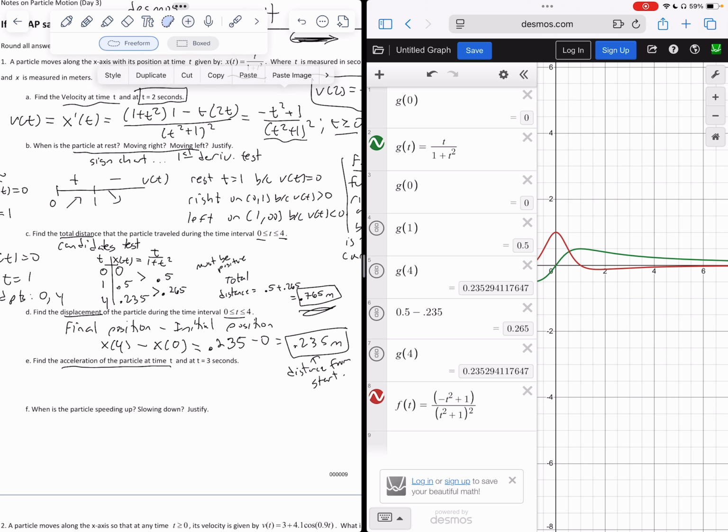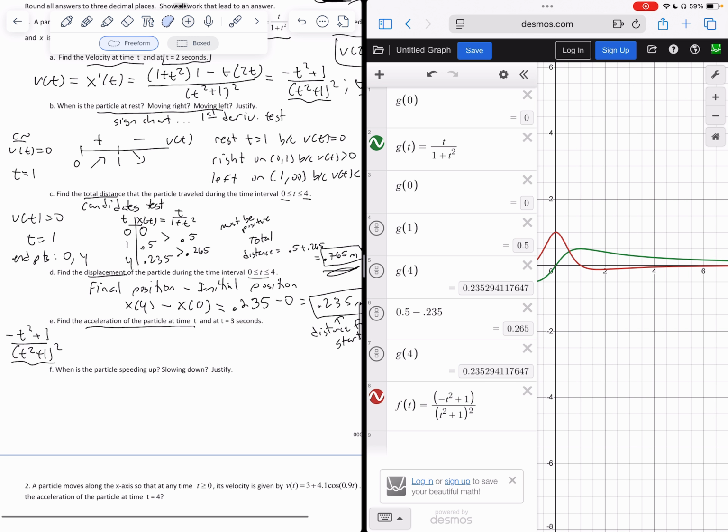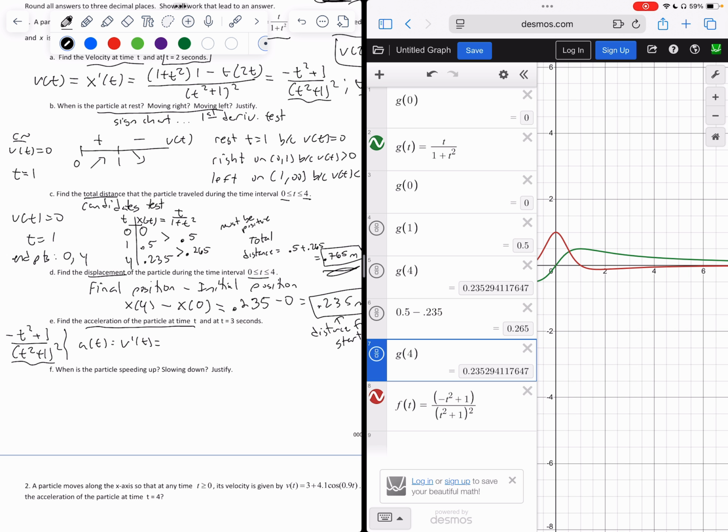So let me copy that down here and paste it. Okay, there is my velocity equation. We know to get acceleration, we have to take the derivative of that equation. Now, we're only going to take the derivative of it. We're not ever going to use it. I'll show you why.